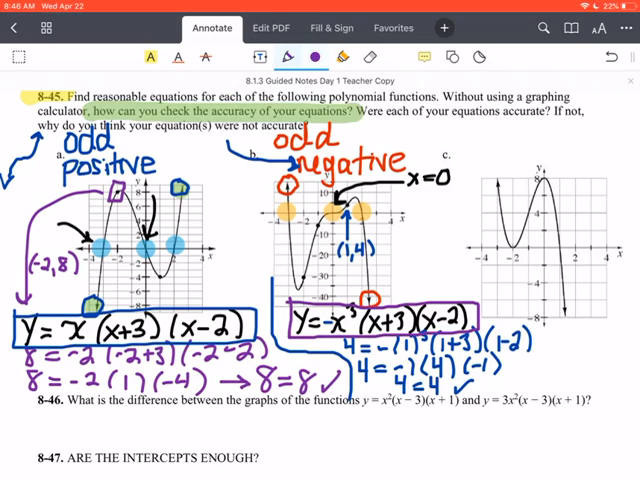So now on this final graph, we first think about the degree. Oh, and let me backtrack for a second on graph B. What is the degree of the equation that we made? It's the 5th degree. And what is 5? It is an odd number.